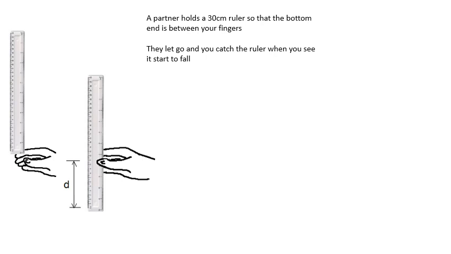How would you go about measuring your reaction time? There are quite a few ways of doing it. One way that I've done with students is that somebody holds a 30 centimeter ruler and somebody else puts their fingers at the bottom of the ruler. When the first person lets go, you have to try and catch the ruler. When you see it start to fall, you close your fingers, and then if you measure the distance that the ruler has fallen, you can work out the time, which is basically your reaction time.